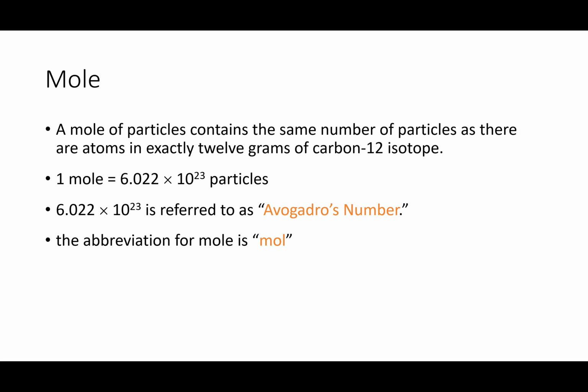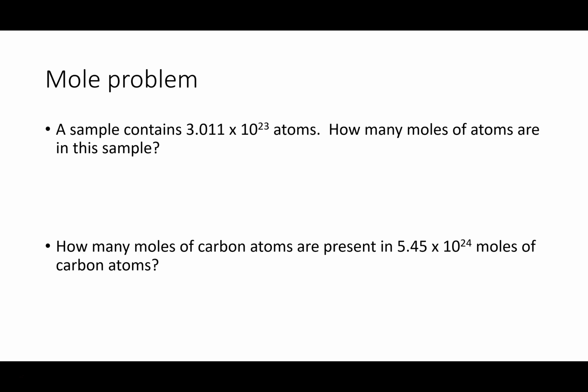Good. On to part 6: what is a mole? A mole is 6.022 times 10 to the 23rd of anything. That's what we call Avogadro's number. You can have a few problems on the test, not as many as the physics test, and no problems on astronomy. Yay! In this case, we have a sample containing this number of atoms, and how many moles are there?